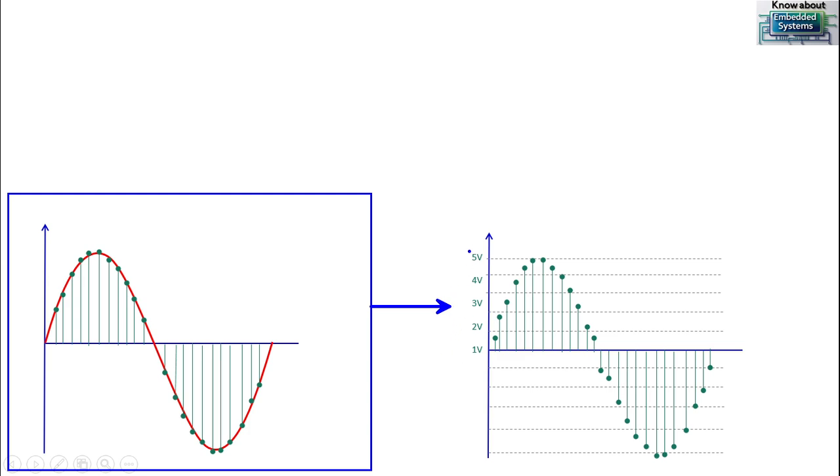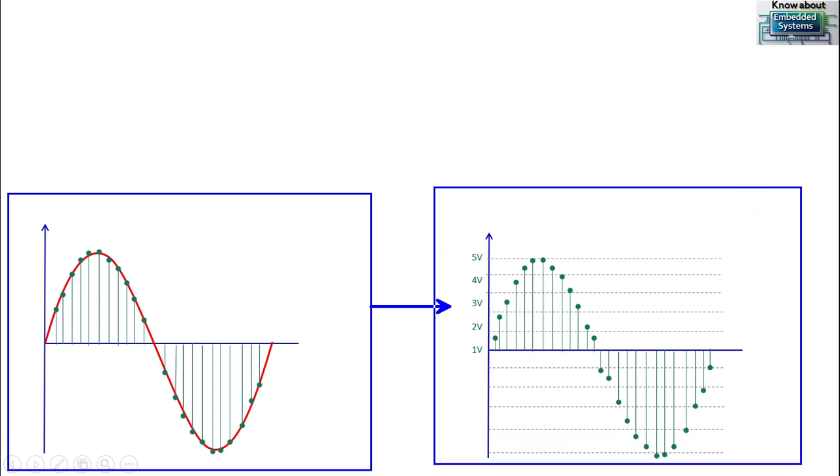In the quantization process, here you can see it looks like this. Each sampled signal will be equated to its equivalent voltage. Each signal will be allocated or equated to one voltage value, maybe 1 volt, 1.25, 1.3, 3.5, something like that. Each discrete value will be allocated to its equivalent voltage. This process is called quantization.